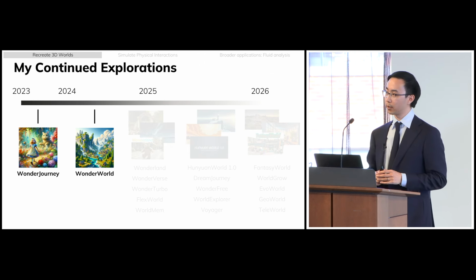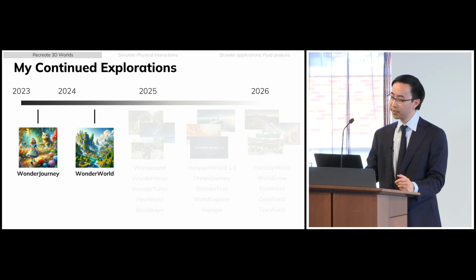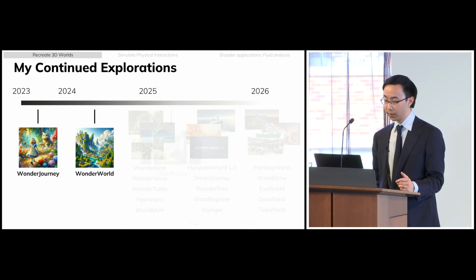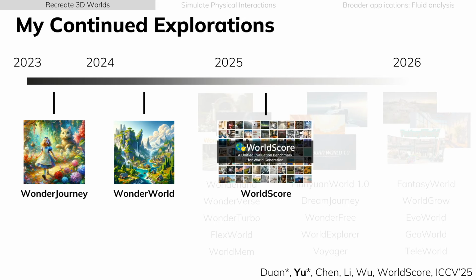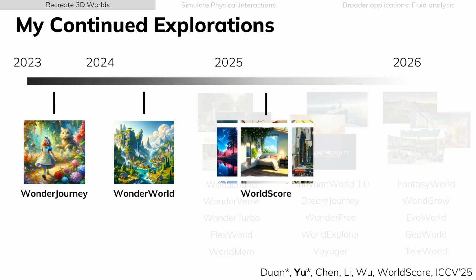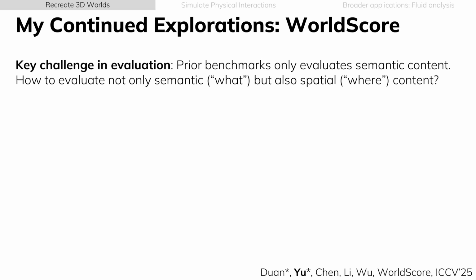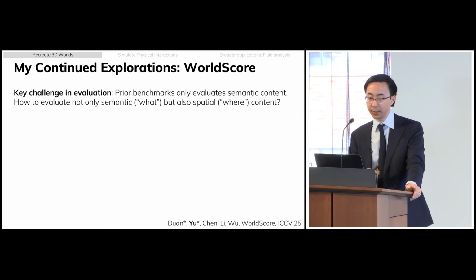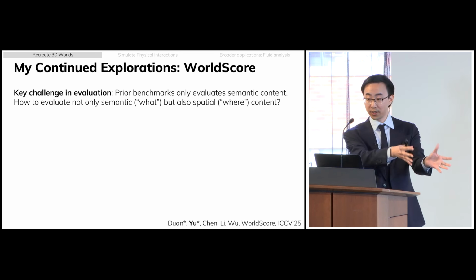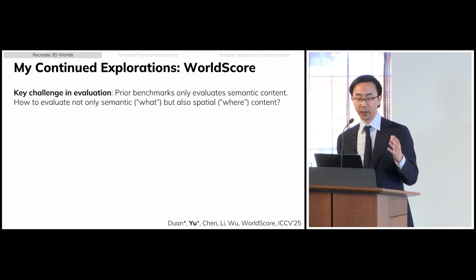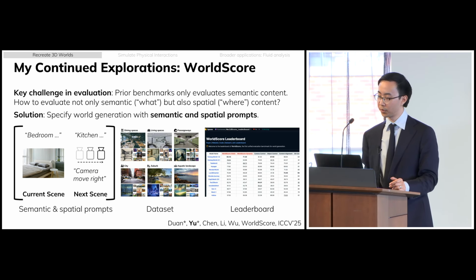And given this boom of world models, I'm continuing to push this direction even further. But rather than improving them, I focus on identifying the next open problems. So there are so many works on world models, and there will certainly be even more. And the pressing question now becomes, how do we actually measure the progress? We propose World Score, which is the first evaluation benchmark for world generation. And World Score addresses the key challenge in evaluating world generation. That is, while it is straightforward to evaluate the semantic content in the generated world, such as, is this object there? It is still very difficult to evaluate the spatial content, such as the spatial layout or the 3D consistency. And our key idea is to introduce spatial prompt.